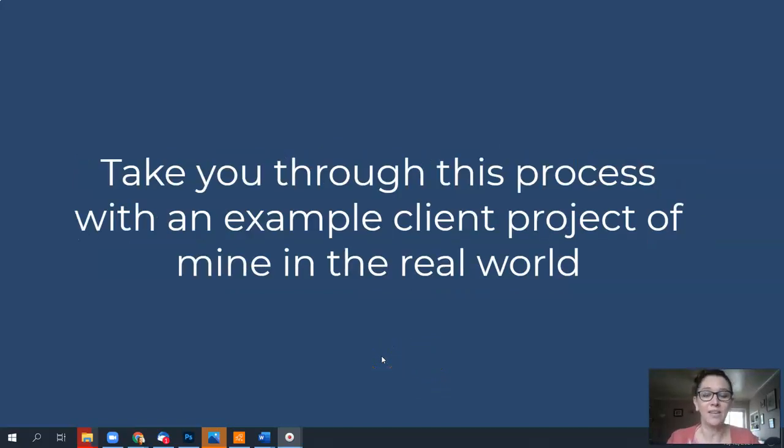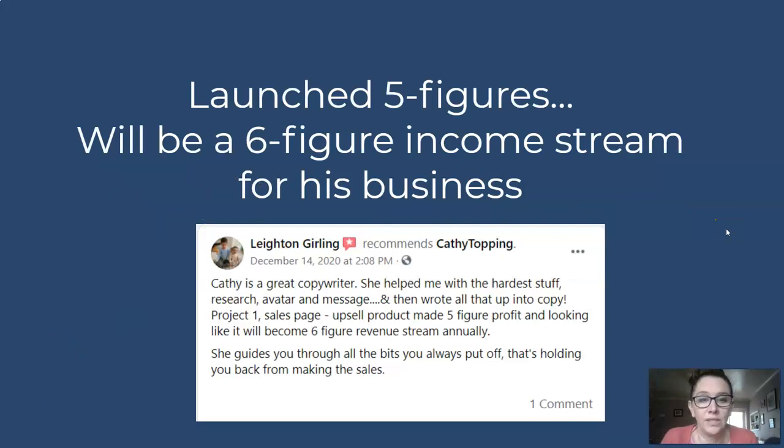Okay, so what I'm going to do is take you through this process with an example client project of mine in the real world. So this is an actual project that I worked on. I have edited things down a bit just to make it easier to follow, but this is the process I go through every time I work with a client to write any sort of sales copy for their business. And in this example, the final product was a sales page that launched a new income stream for this client, and because he's going to be doing it regularly throughout the year, it's going to become a six-figure revenue stream for his business.